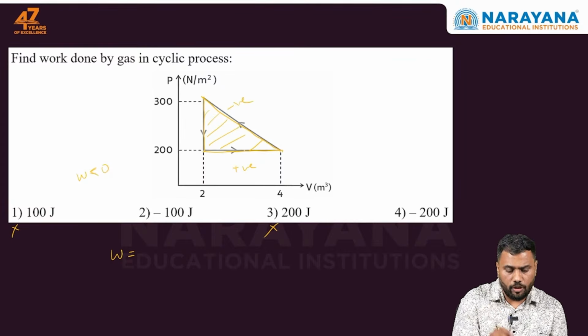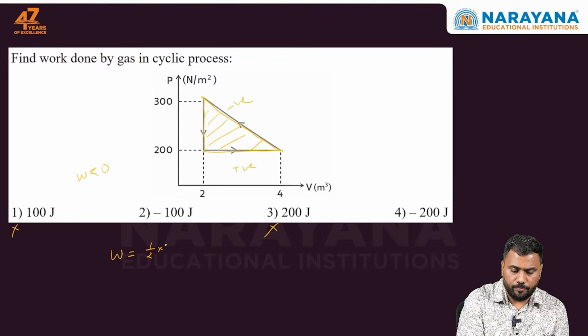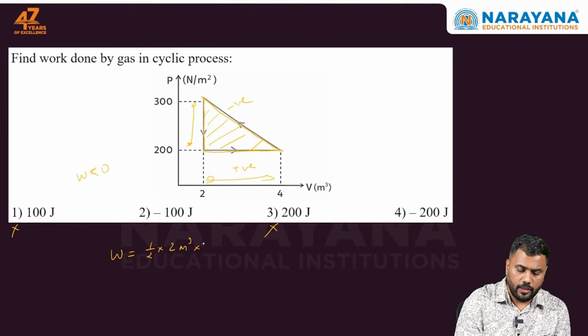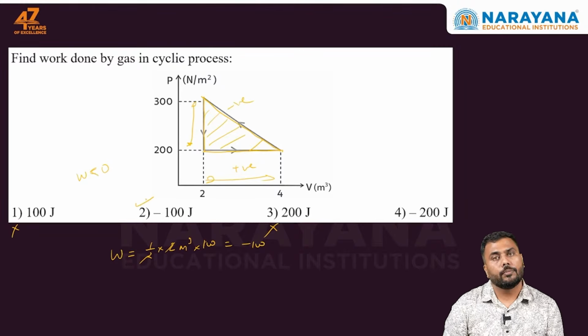This is a triangular loop. The area will be half base into height. Base is this length, which is nothing but 2 meter cube. Height is this, in Newton per meter square. In SI unit, the change here is 100. So, you can see this is going to be 100, the 2 gets cancelled, 100, and there should be a negative sign, which we have already discussed. So, the best answer is option number 2.